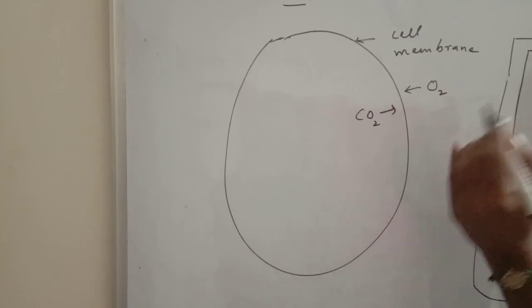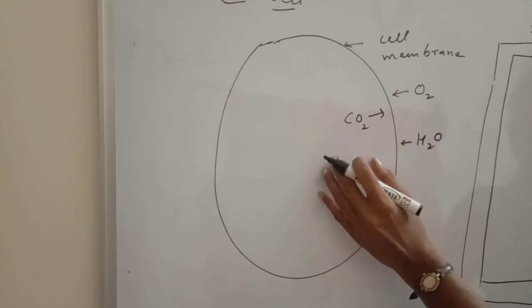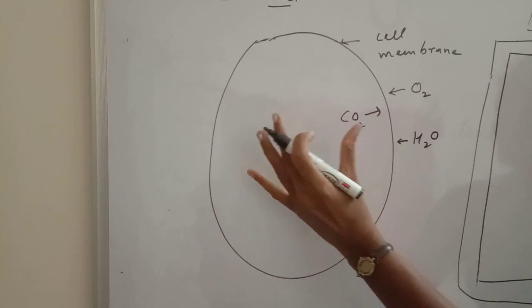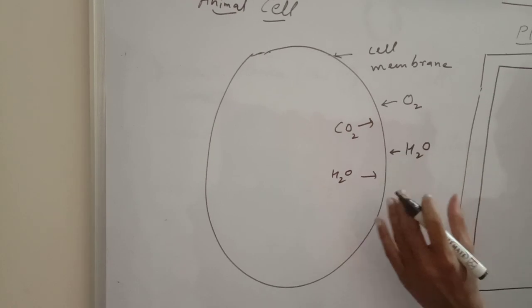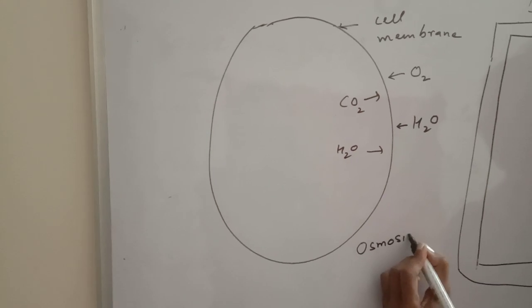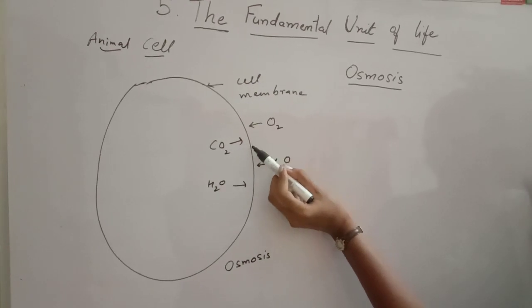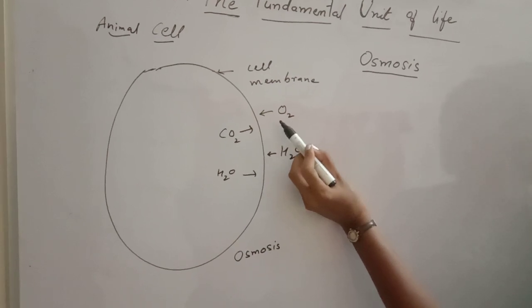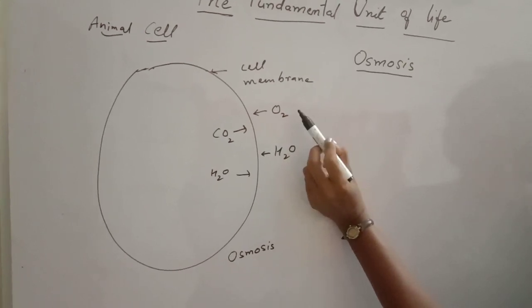Now, for example, the cell needs water. When there is a need of water, the water will go inside the cell. And when there is an excess of water, the water will come outside from the cell. This takes place by the process known as osmosis. Exchange of gases takes place by the process of diffusion. What is diffusion? The movement of gas molecules from higher concentration to lower concentration is known as diffusion.